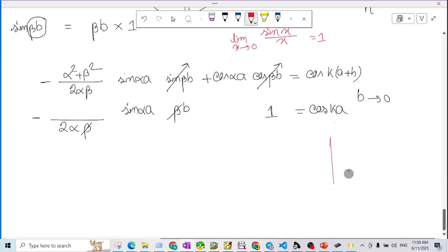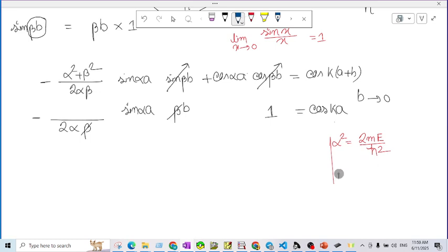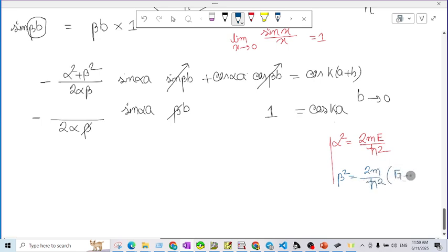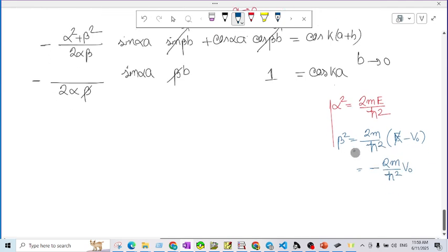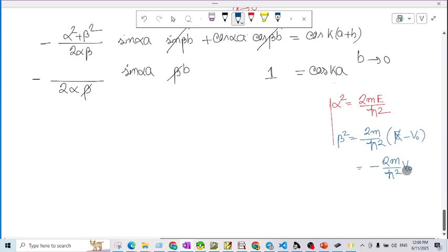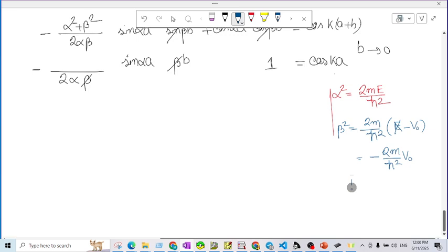So as we know that alpha square is 2mE divided by h bar square, and we have obtained that beta square is equal to 2m divided by h bar square (E minus V naught). As V naught is infinity, E is so small, so take it as negligible, so minus 2m by h bar square V naught. So beta square is equal to minus 2m by h bar square V naught. That means beta square tends to minus infinity, right? V naught is infinity and you have a minus here.